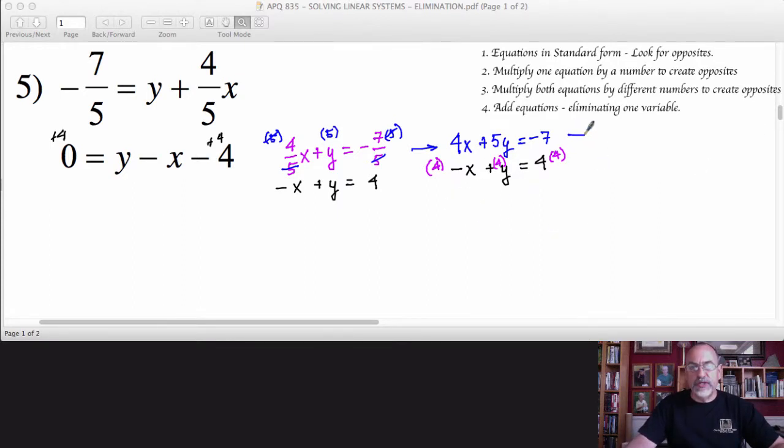So the first equation is not going to be changed. We're going to leave that one as is. So we're going to have 4x and 5y is equal to -7. And then multiplying 4 times -1 is -4x. There are my opposites.